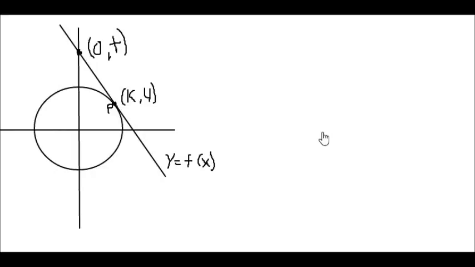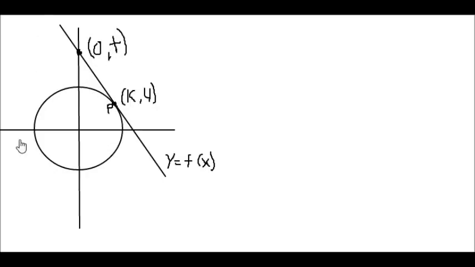Hey guys, today we're going to be talking about some mid to upper level SAT geometry problems. So in the figure shown here, a circle is tangent to a line at point P. If the radius of the circle is 5, what is the value of t, the y-intercept of the line?